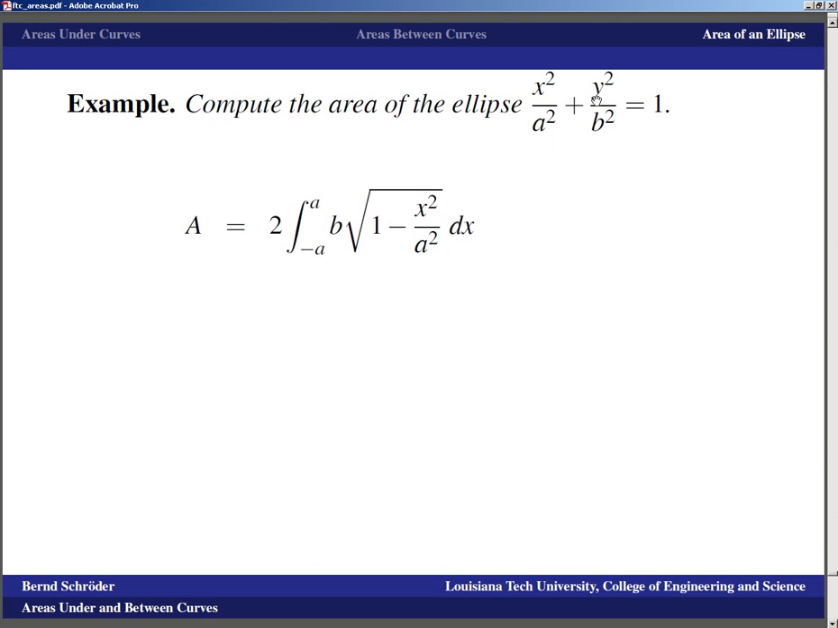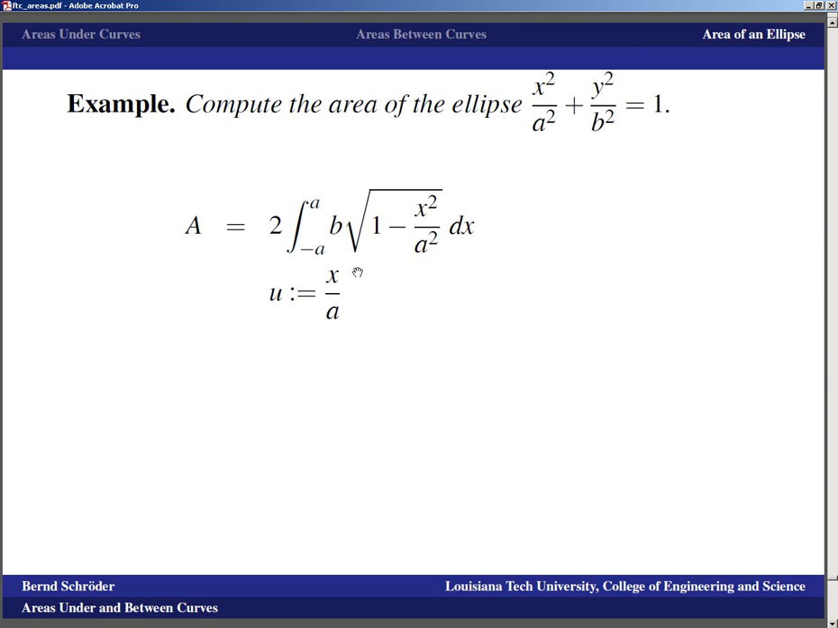So what are we doing here? We're solving for y. Well, y squared is equal to b squared times 1 minus x squared over a squared, and if we take the square root of that, of course, the square root of b squared is b, and the 1 minus x squared over a squared stays underneath the square root. Okay, so that is a symbolic integral, and that symbolic integral is reasonably challenging, of course, but let's see what we can do with it.